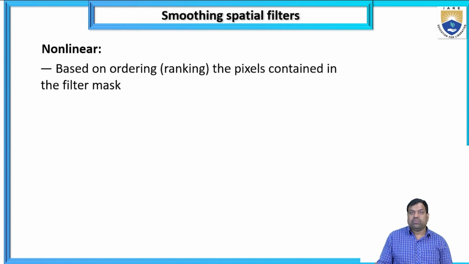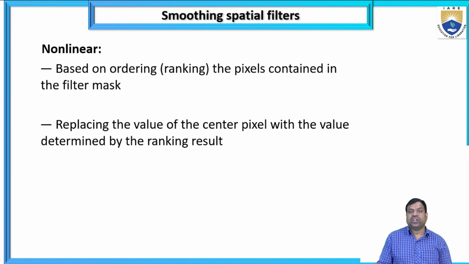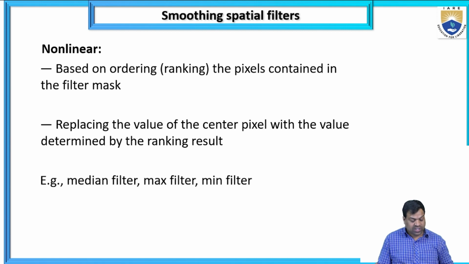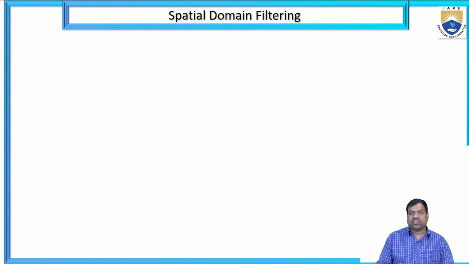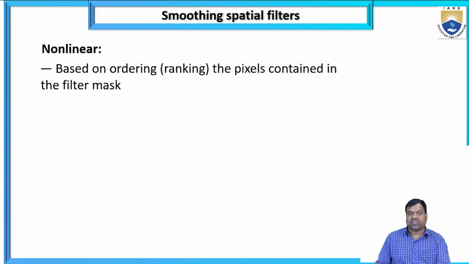It is a non-linear filter based on ordering, or ranking, the pixel content in the filter mask, replacing the value of the center pixel with the value determined by the ranking result. Examples are the median filter, maximum filter, and minimum filter. These are the spatial domain filters.